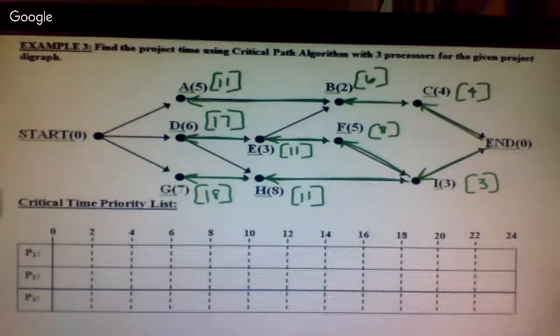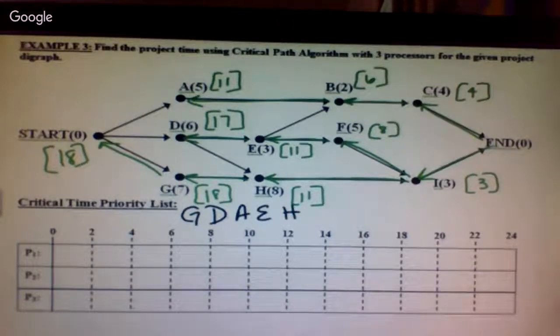So what's my critical time? Where am I going to get started? 18. Okay, so you said it's G, D, A, E, H. Okay, those can be interchanged. F, B, C, and I. Look though, I now have 3 people working, which makes it a little bit easier.